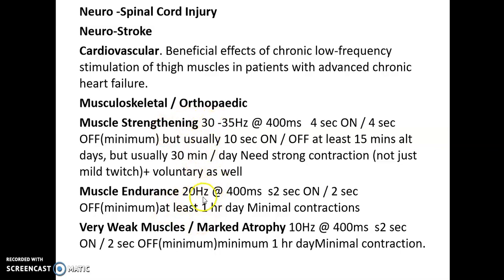Muscle endurance, you reduce the frequency to 20 hertz. Earlier we understood that the effect starts from just about 12 to 15 hertz. So here, to improve muscle endurance, pulse duration is the same, 400 microseconds. Here 20 hertz of frequency, pulse duration of 400 microseconds, 2 second on, 2 second off for muscle endurance. So that means here you can give more time, because you understand that the dosage is lesser. So lesser dosage, you can give it for 1 hour in 24 hours.